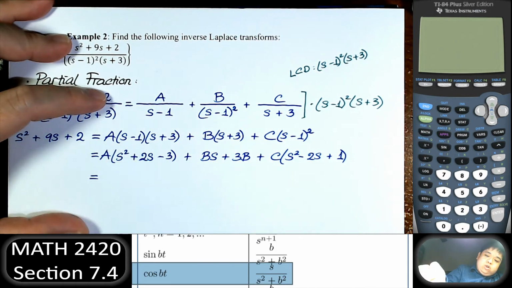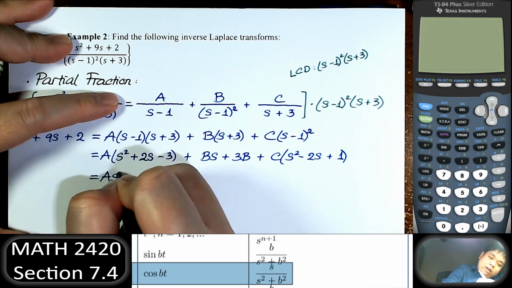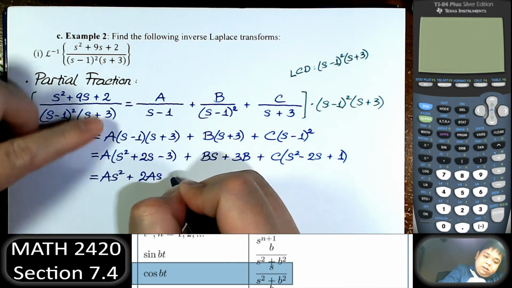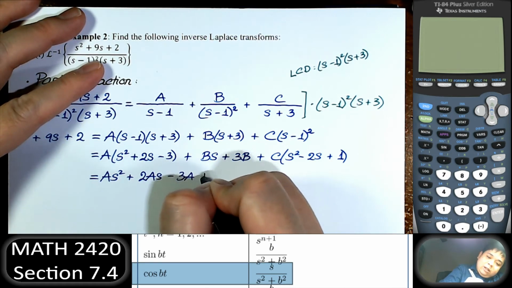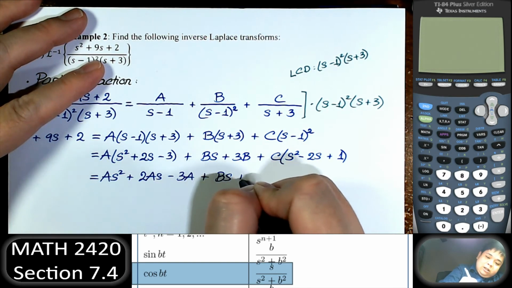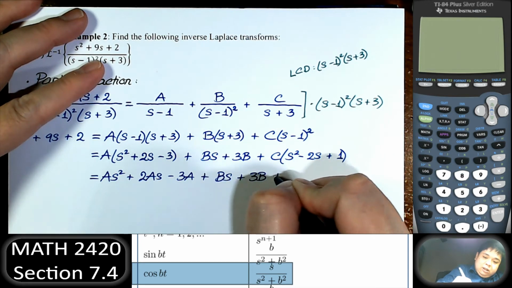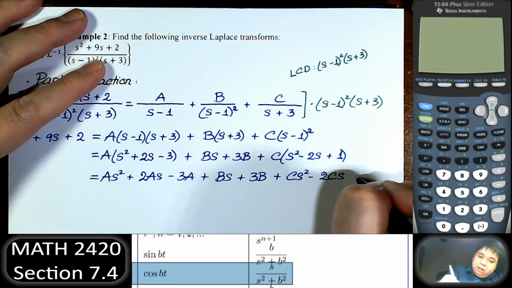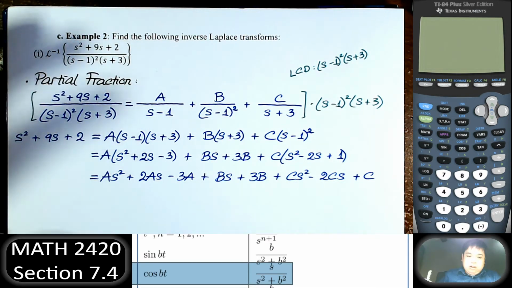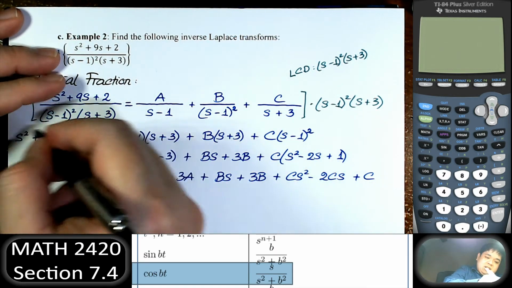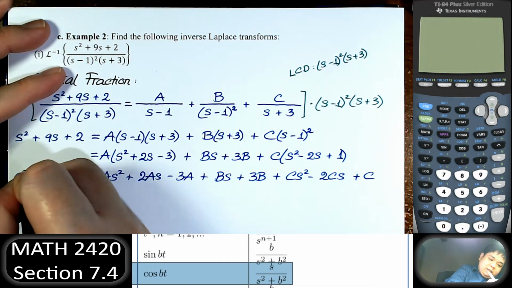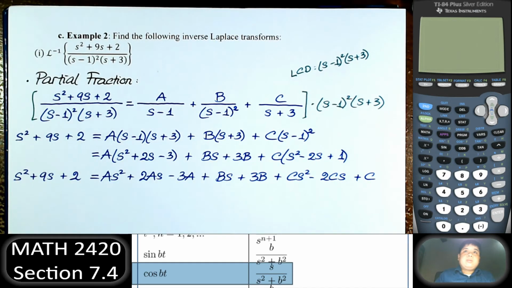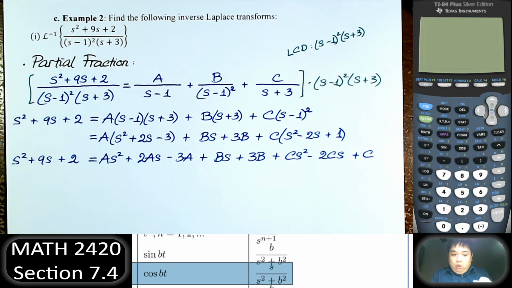Now, multiply it all out: As squared plus 2As minus 3A plus Bs plus 3B plus Cs squared minus 2Cs plus C. Of course, the left hand side is still s squared plus 9s plus 2. Now we just need to match the coefficients.